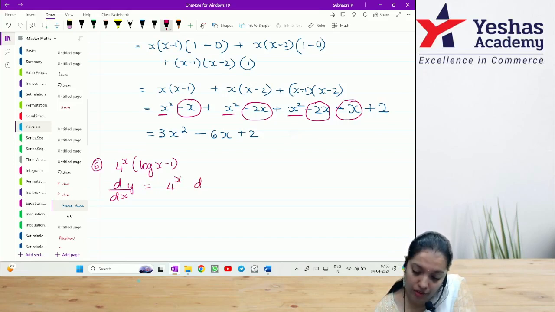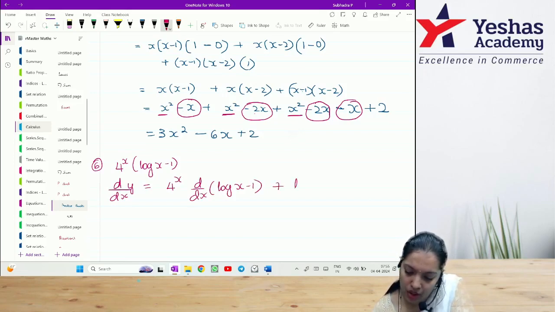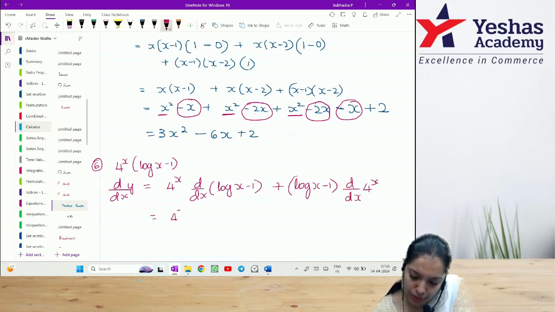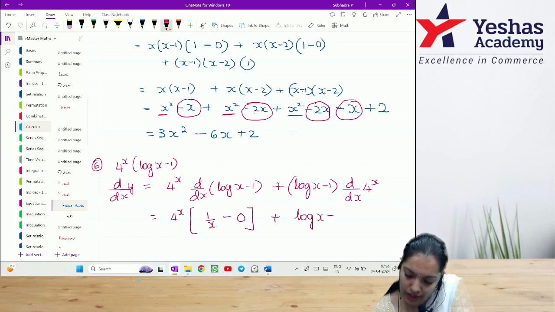4 power x of derivative of log x minus 1 plus log x minus 1 into derivative of 4 power x. This can be written as 4 power x into derivative of log x is 1 by x, derivative of 1 is 0, plus log x minus 1 into derivative of 4 power x. a power x and a power x into log a.